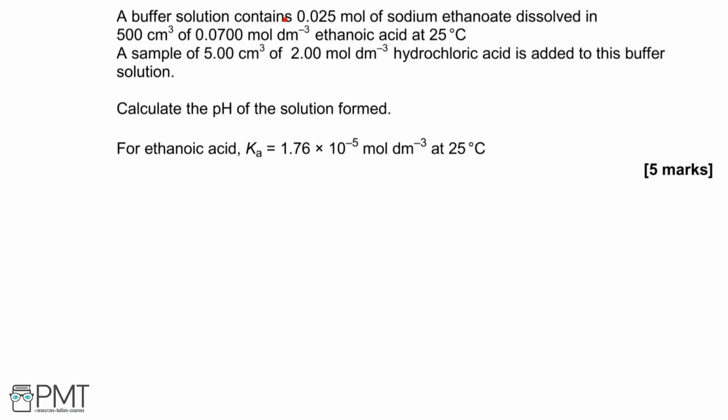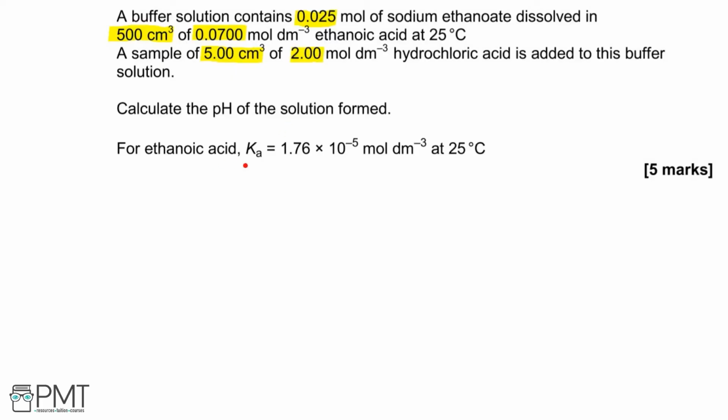A buffer solution contains 0.025 moles of sodium ethanoate, dissolved in 500 centimeters cubed of 0.07 moles per decimeter cubed ethanoic acid at 25 degrees Celsius. A sample of 5 centimeters cubed of 2 moles per decimeter cubed hydrochloric acid is added to this buffer solution. Calculate the pH of the solution formed.